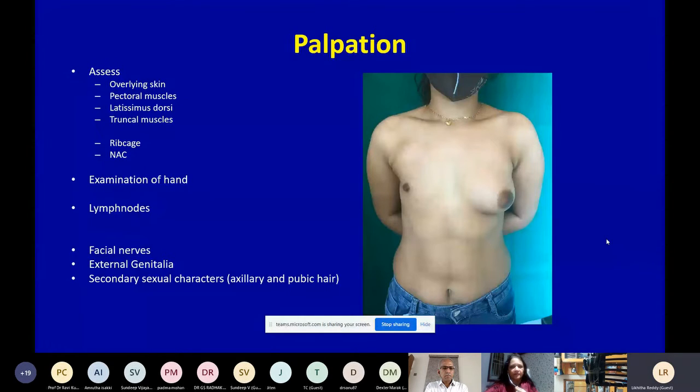The lymph node palpation also I would like to do, and to rule out other associated anomalies, I would also like to examine the facial nerve, specifically the seventh nerve, which might be associated in Mobius syndrome. The external genitalia and secondary sexual characteristics also I would like to examine because I want to rule out intersex or any other congenital anomalies.